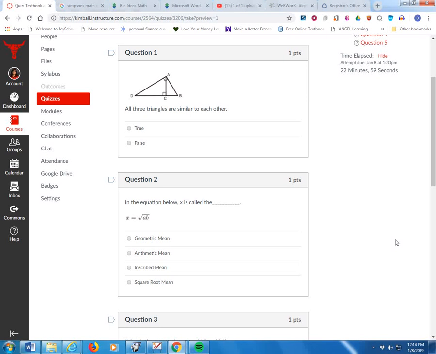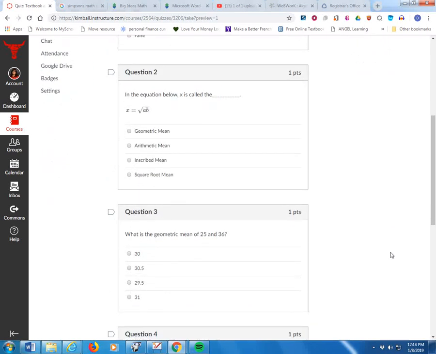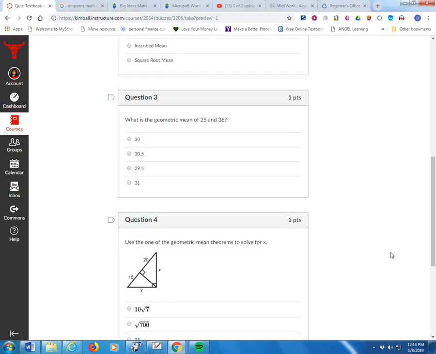In the equation below, x is called the geometric mean. What is the geometric mean of 25 and 36? Well, what did I tell you to do? Rather than multiply them together, just take the square root of both, right? So the square root of 25 is 5, the square root of 36 is 6, 5 times 6 is 30. So the geometric mean is 30.